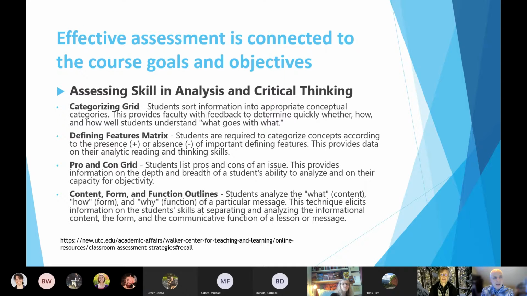And the defining features matrix is the other one, where you can have them ask, is this something that is there or isn't there? And talk about it from a presence or absence standpoint. And again, all of these would be the students filling them out, not you filling it out during a class presentation, but actually giving this out to students and making them do it, so you can see what they're getting and if they're understanding the concepts that you want them to.